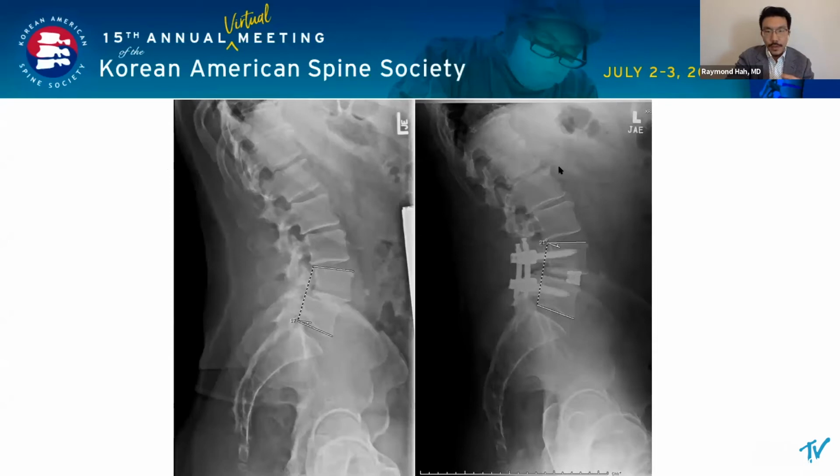So this is a patient of mine who, going back to Chol's thought process on how to do a TLIF, there are many ways to do a TLIF. This person is not particularly out of balance when you look at their spinopelvic alignment.